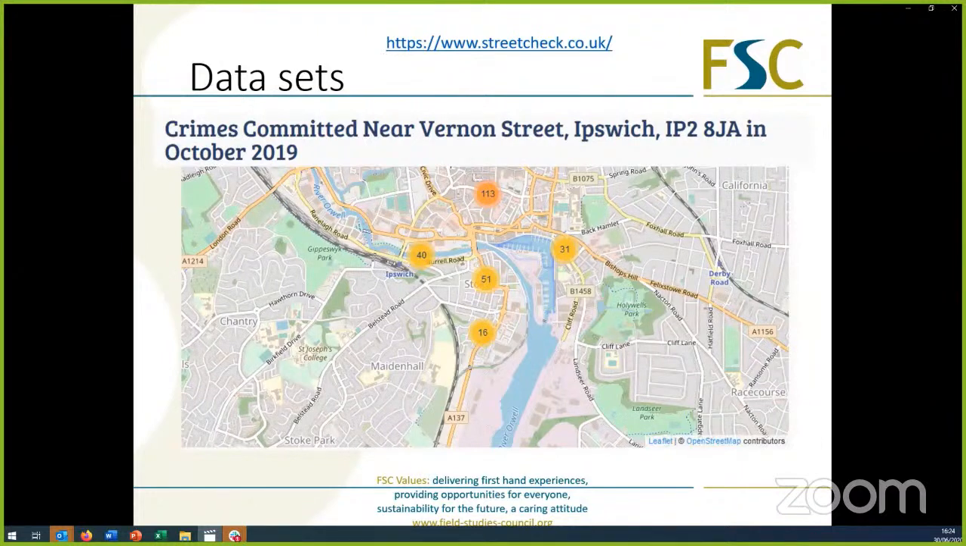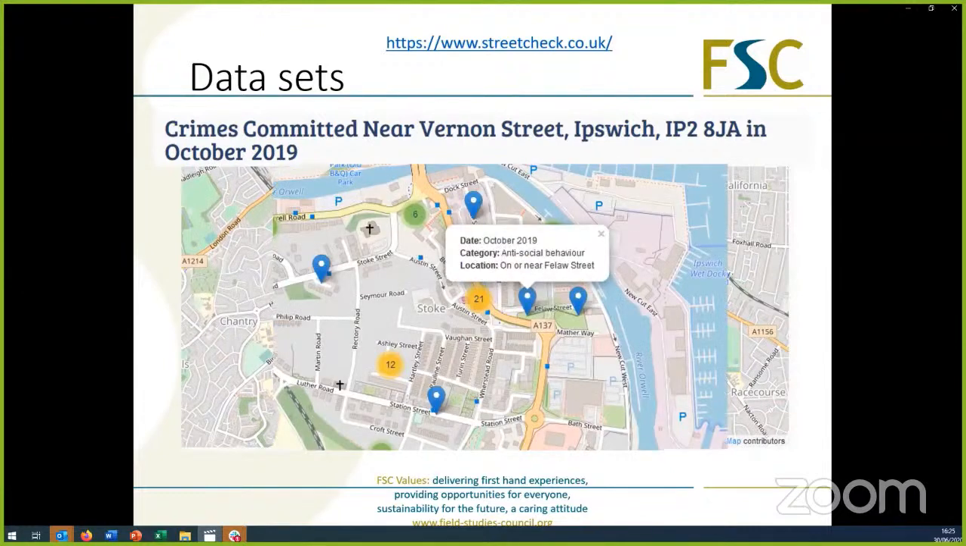Other data sets such as crime reports may tell us about an area and how safe the people feel in that place. It could also give insights into desirability of living there or give indications of inequality, employment and income deprivation, or a lack of social activities for young people. Street Check is a great resource for looking at crime in an area. Here we can see that you can look at the number of crimes in an area, but you can also find out what type of crimes have occurred. This data is for October 2019.